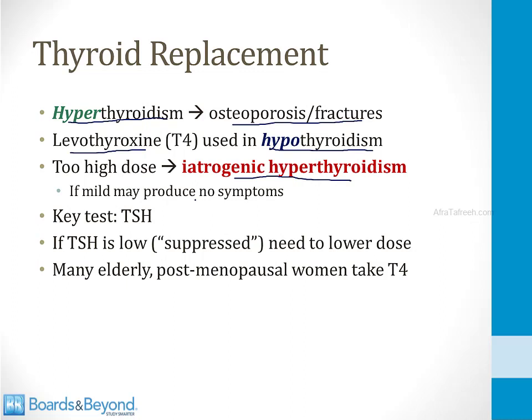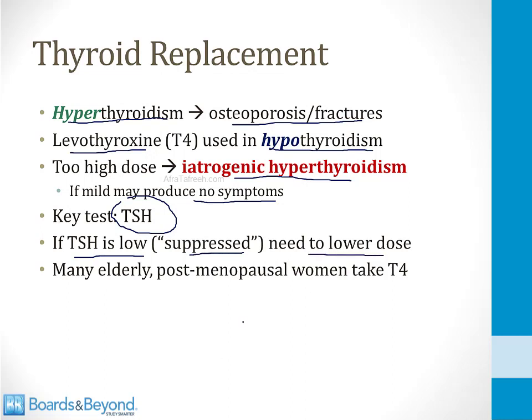And if it's mild, it may produce no symptoms, but over time, it can lead to osteoporosis. So what this means is a key test in anyone on therapy with levothyroxine for hypothyroidism is the TSH. If the TSH is normal, it means the patient is euthyroid. However, if the TSH is low or suppressed, it means the patient is taking too much thyroid replacement and they are at risk for osteoporosis, and you need to lower the dose.